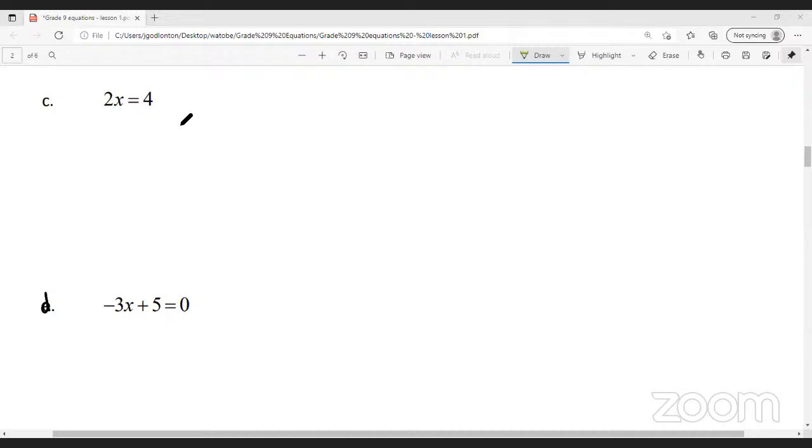Do I have anyone who's feeling good with C, who feels like they could say what C's answer is? Ma'am, can I try? Yes, please do. So I said 4 divided by 2, which equals 2. Excellent. The reverse operation here is we want to divide by 2, because those ones would then cancel. And so then x would be equal to 4 divided by 2, which is 2. Beautiful. Well done.